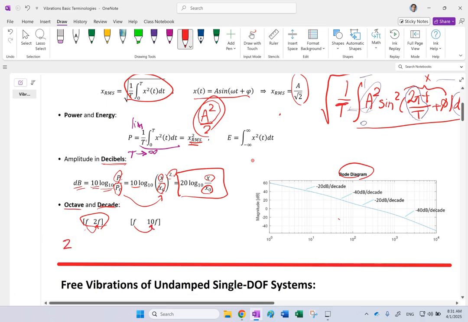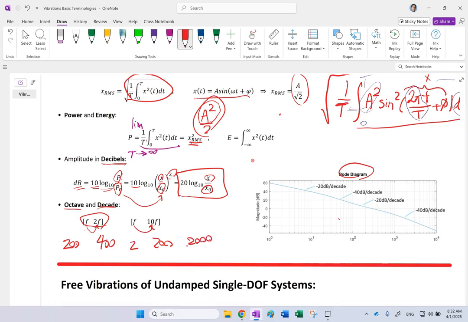So for instance, if I go from 200 hertz to 400 hertz, that is an octave. But if I go from 200 hertz to 2000 hertz, an order of magnitude above, or I can go to 20, any of them is what? 1 decade. But here I have to go from 100 to 200 to 400 to be 2 octaves.